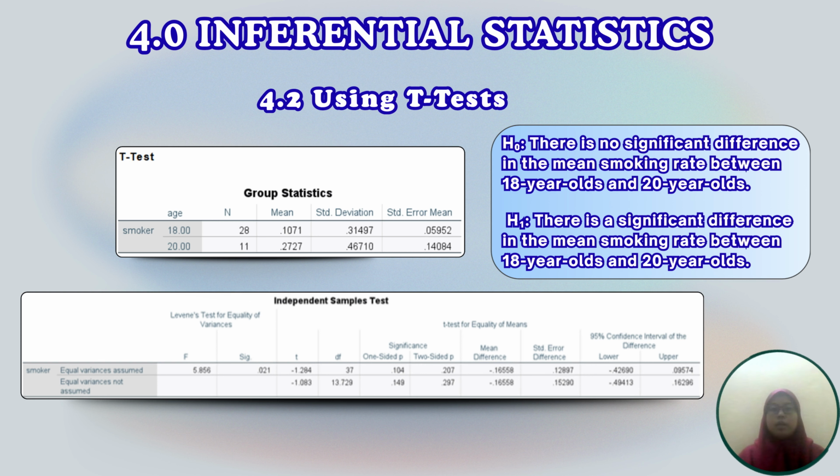The test yielded a significance value of 0.021. Because this p-value is less than 0.05, the assumption of equal variance is officially violated. Therefore, to remain statistically accurate, we must adjust our approach and use the equal variance not assumed row.